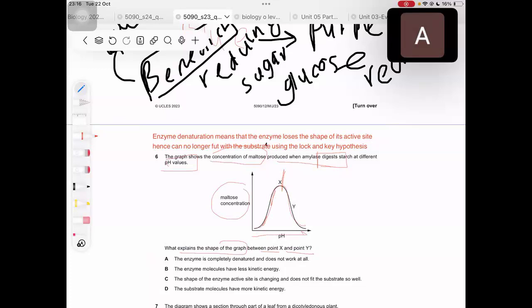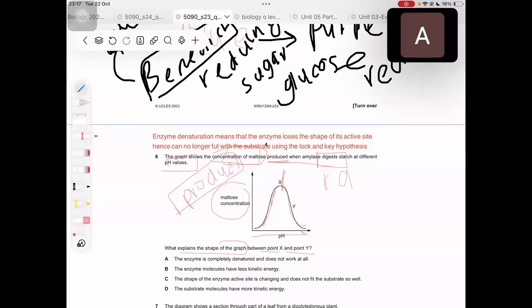Now they're saying the concentration of maltose produced, right? That means maltose concentration means the product, the concentration of the product. So when a reaction takes place, only the product is formed, right? So here what they're referring to as the maltose concentration is basically the rate of the reaction. When the rate of the reaction is high, the maltose concentration produced is high. When the rate of the reaction is low, maltose concentration is low. So here they're indirectly comparing the rate of reaction with the pH.